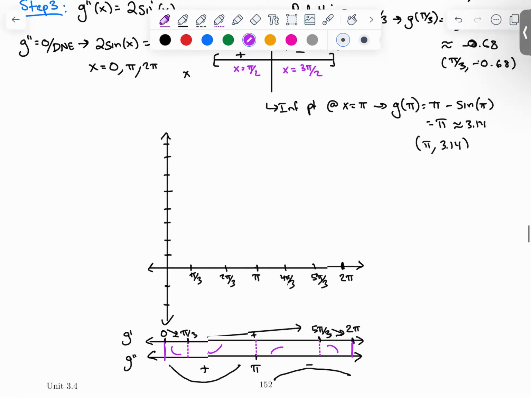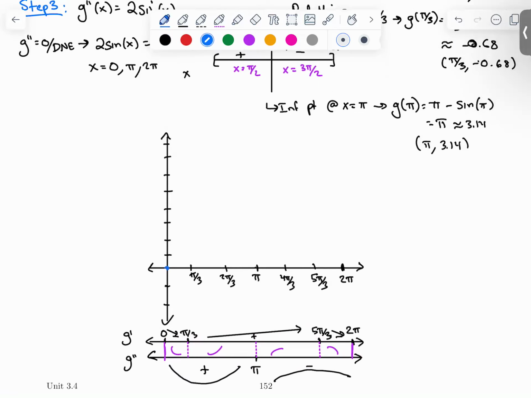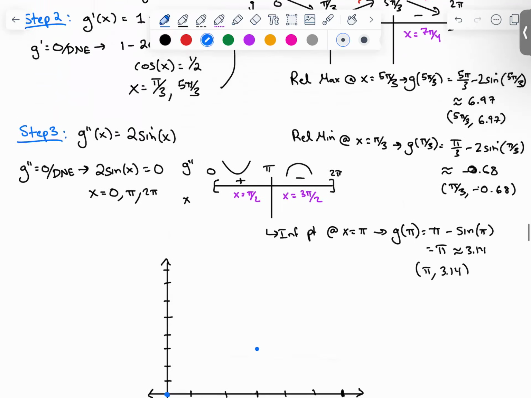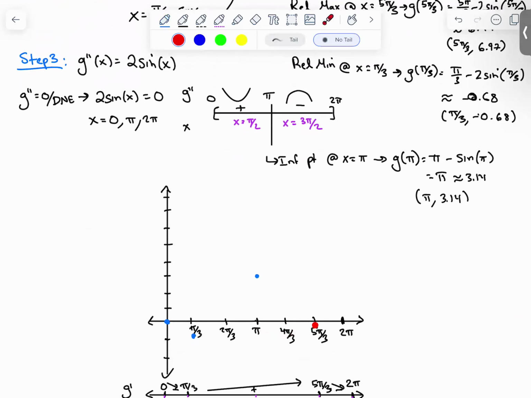And now we'll plot all of our points that we found. We found the point 0, 0. We found the point pi over 3 comma negative 6.8. So roughly there. I mean, it doesn't have to be perfect. And then pi comma pi. So pi comma 3.14, which is roughly there. Does not need to be perfect. And then 5 pi over 3 and 6.97. So 1, 2, 3, 6, 7. So right below that line, which is right about there. So let's plot that.